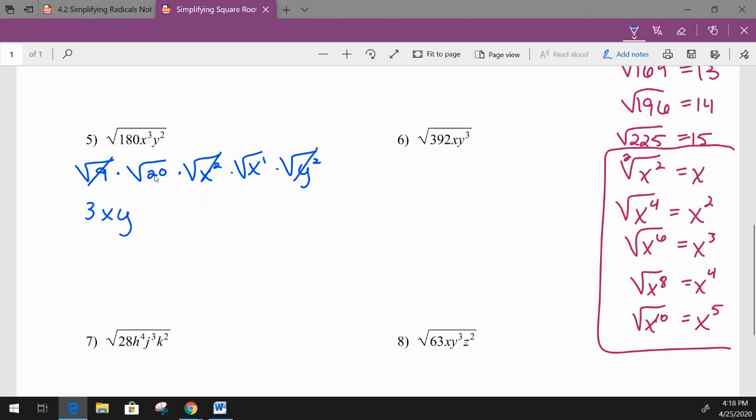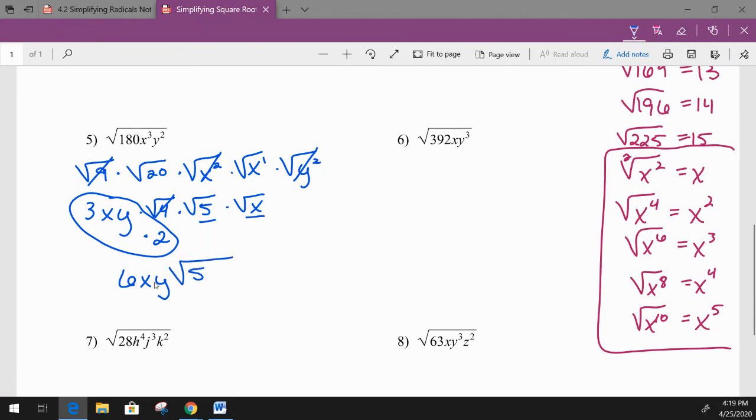But 20 can be factored again. The perfect square that's a factor of 20, hopefully you've thought about, is 4. So I can factor the square root of 20 into the square root of 4 and the square root of 5. This square root of x cannot be simplified, so I'm just going to bring that down. But now my square root of 4 becomes 2. I'm going to multiply it times the 3xy that I already had. So now on the outside of the radical, I have 6xy, but on the inside of the radical, I still have a 5x. So there's my simplified radical form.